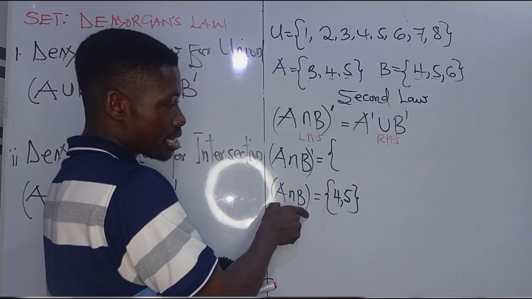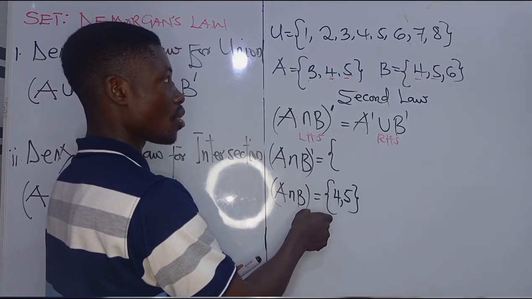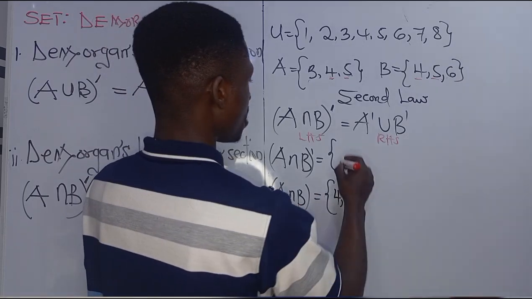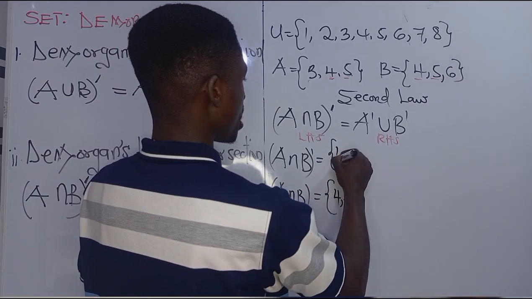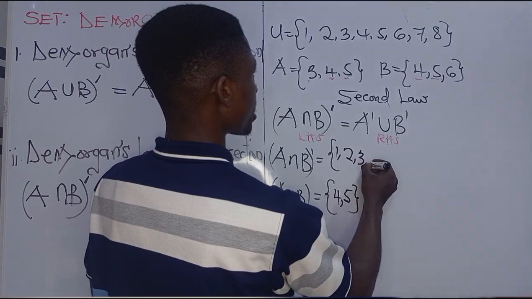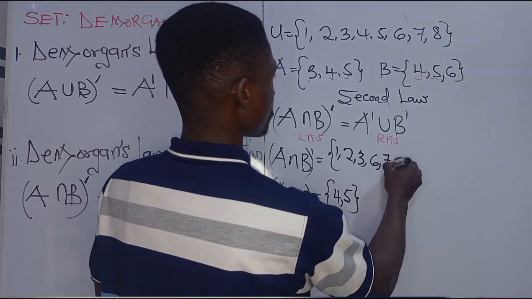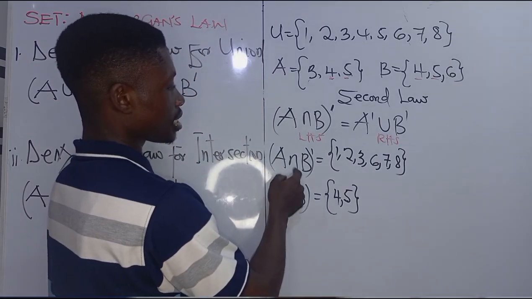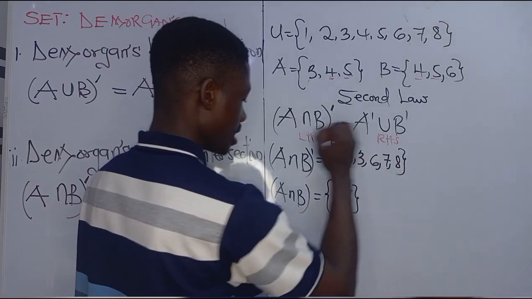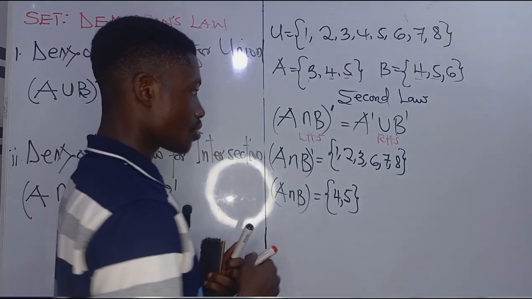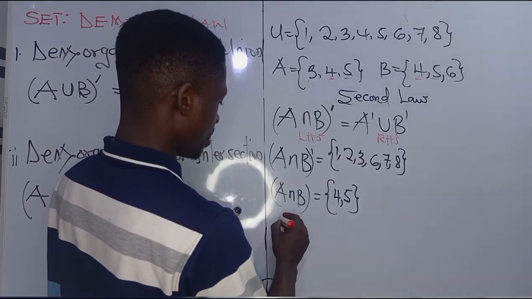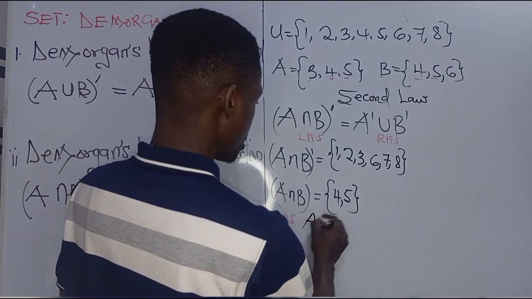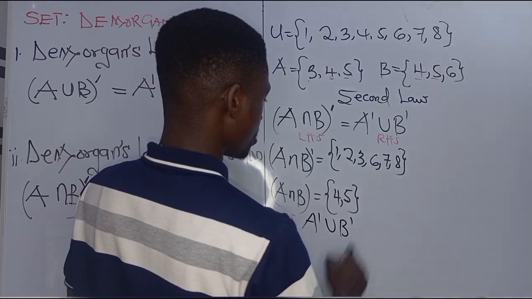Then we find the complement of this set. So we are going to look for all those elements in the universal set that are not here. So we are going to have 1, 2, 3, 6, 7, and then 8. So A intersection B complement, we are having this element. Now let's look for the right hand side. So the right hand side, we are having A complement union B complement.